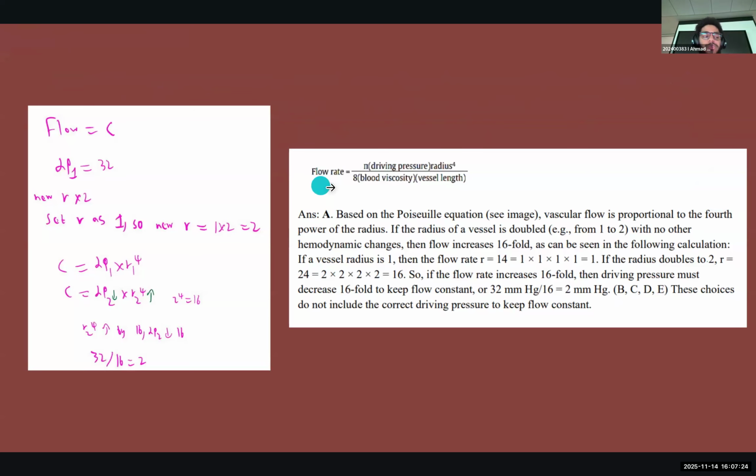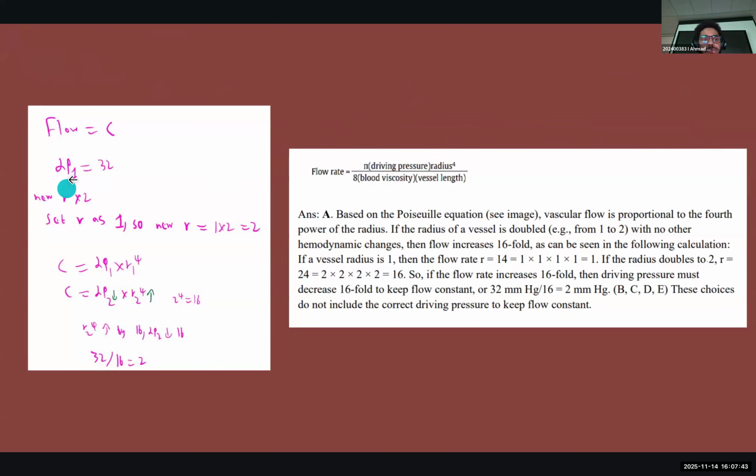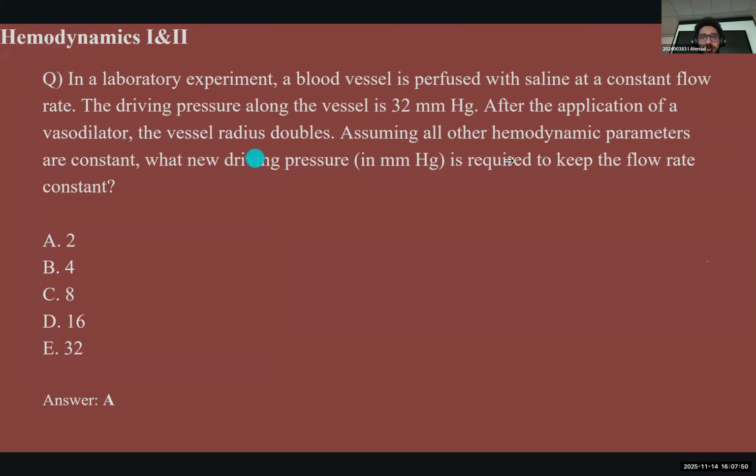So flow rate is going to remain constant throughout everything. Whatever we change, this flow rate is always going to be the same. That's the first thing that I did. I set it as C, a constant, تمام? After that, we were given the driving pressure of 32, and we were told that the vessel radius doubles, تمام? So again, driving pressure initially was 32, and the new radius is 2 times the original radius, تمام? Now, assuming all other hemodynamic parameters are constant, okay, what is the new driving pressure?